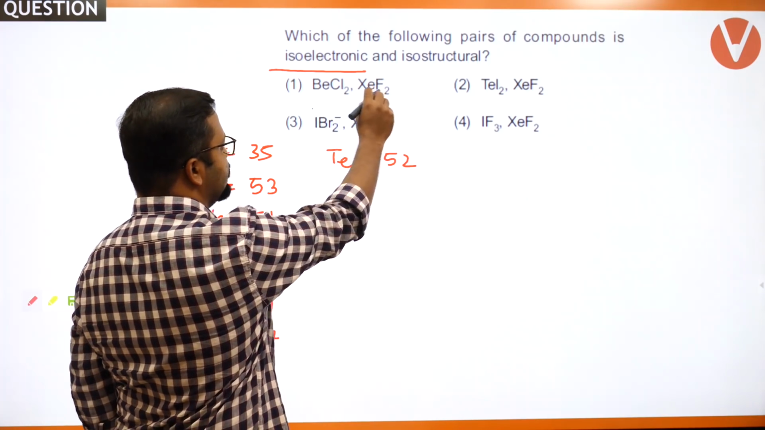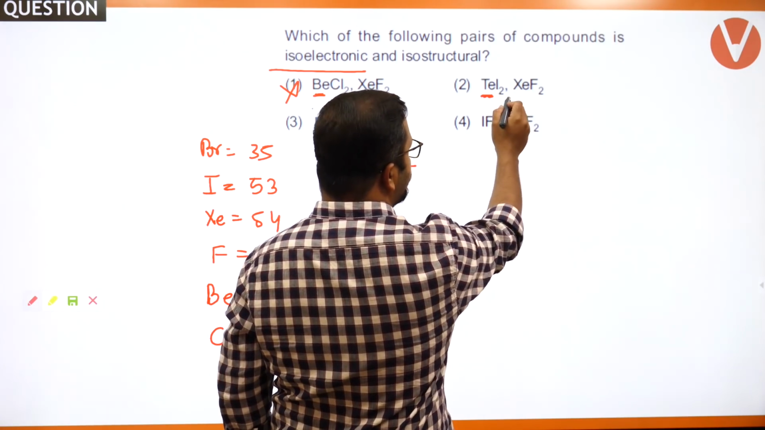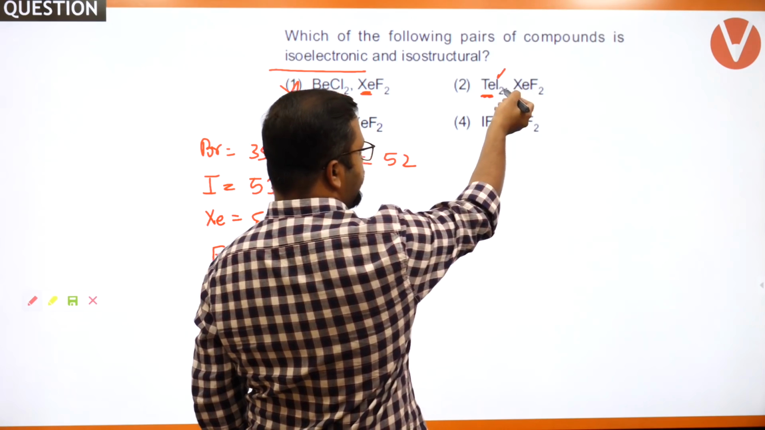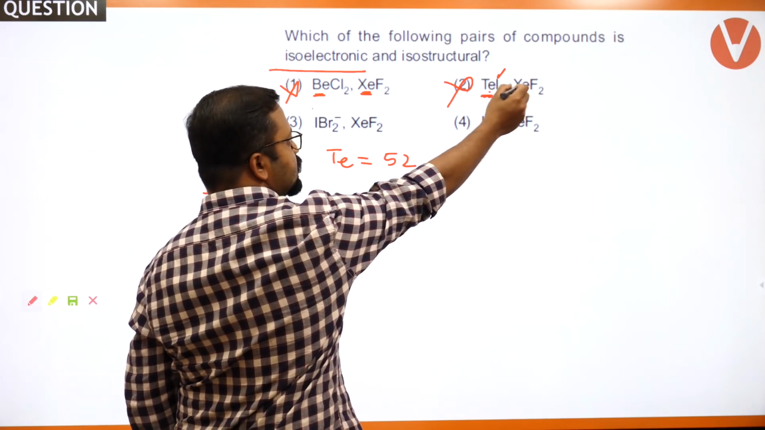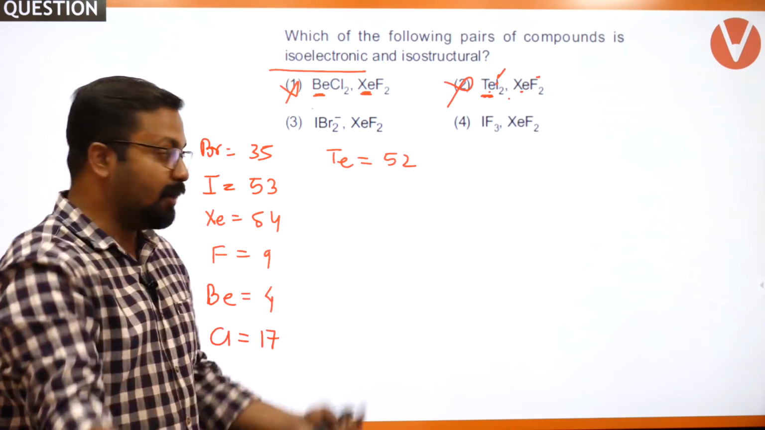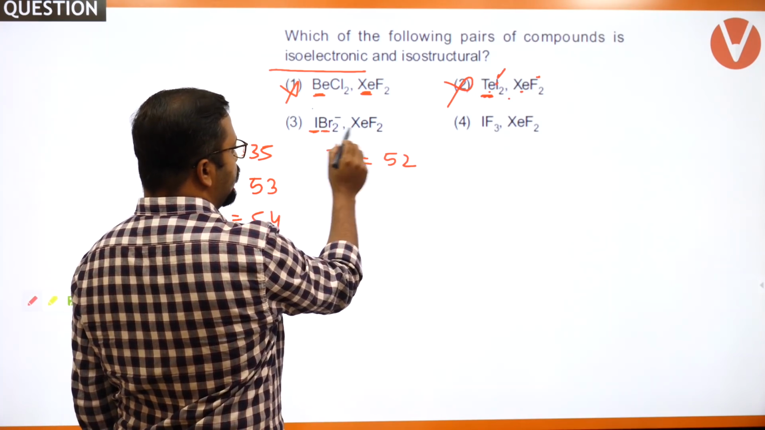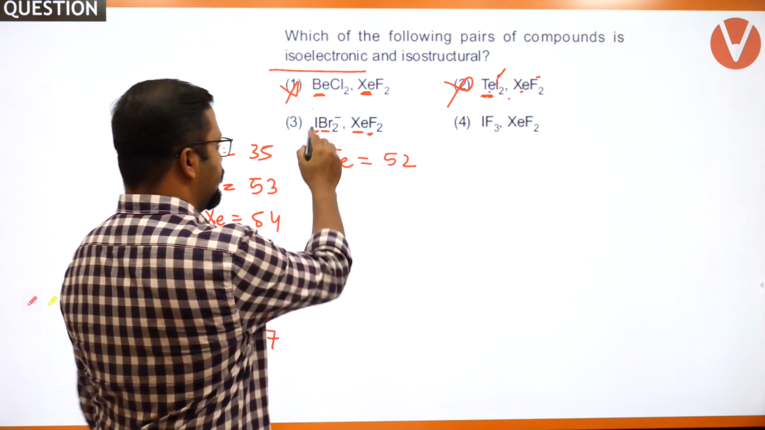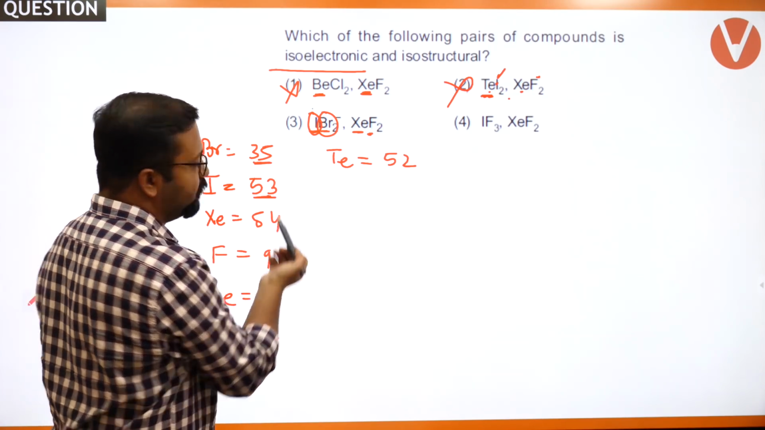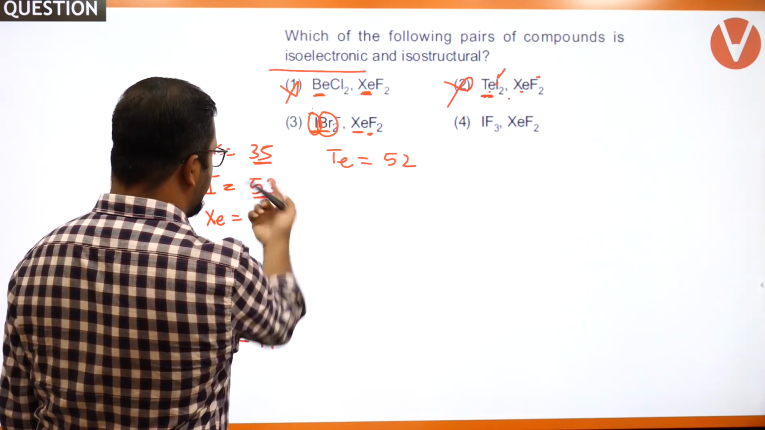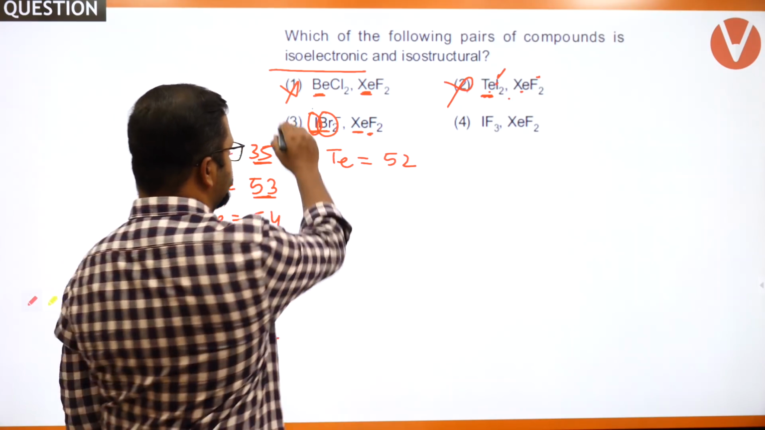So if I look at these examples, BeCl2 and XeF2 have a very large difference, so this is obviously not an answer. TeI2, 53 times 2, obviously not. These two are very close, but these two are further apart, with a very large difference in the atomic number. IBr2 and XeF2, again bromine 35, iodine 53, this is 70 plus 53, so that will be 123, and xenon is 54 plus at max 18, so no.